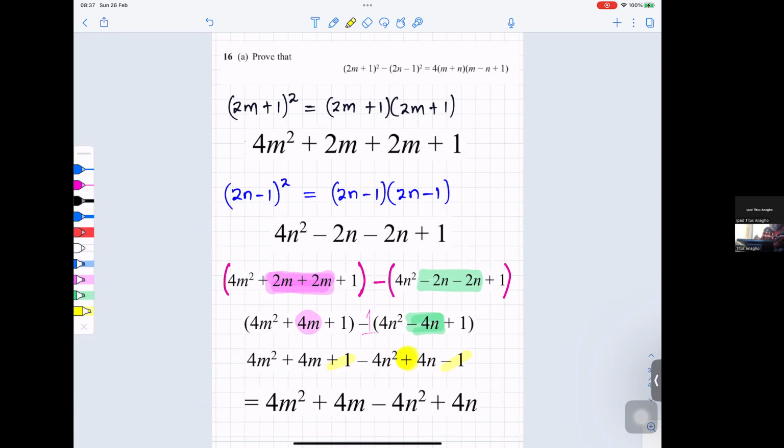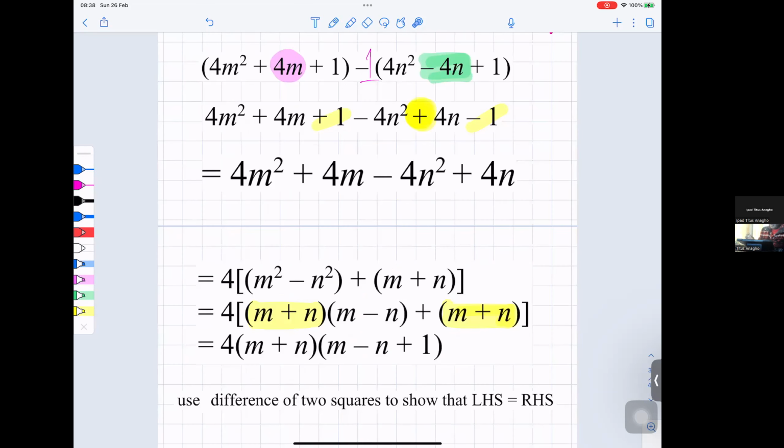And then the minus 1 times plus 1 becomes a minus 1. Minus and plus becomes minus. Now you can subtract. The ones would cancel each other. 1 take away 1 would be 0. So we are left with 4m squared plus 4m minus 4n squared plus 4.